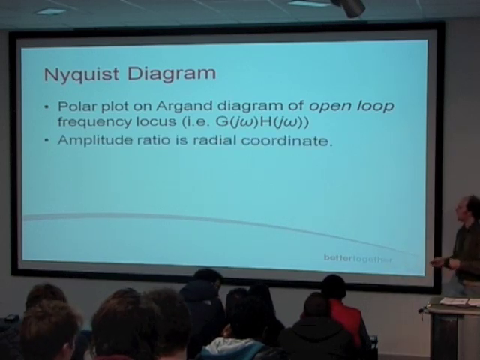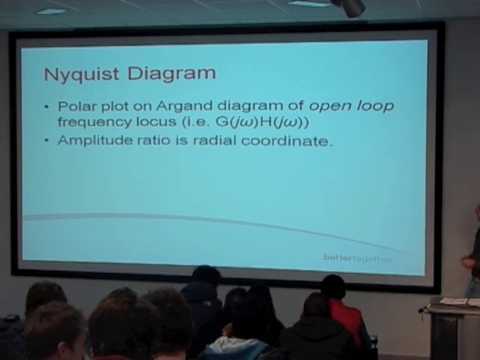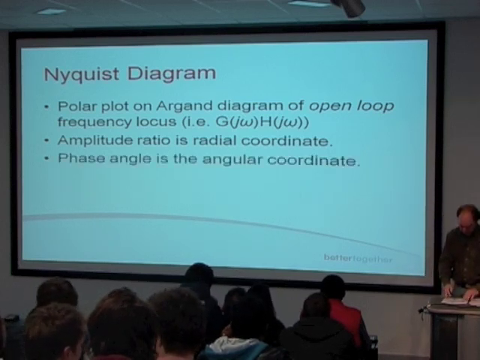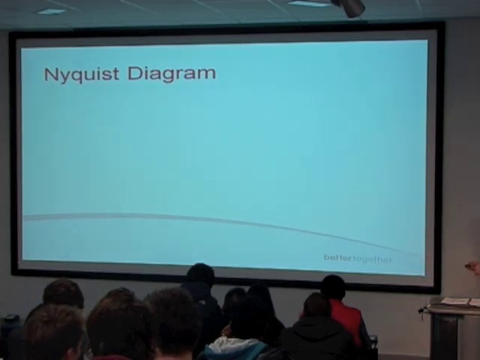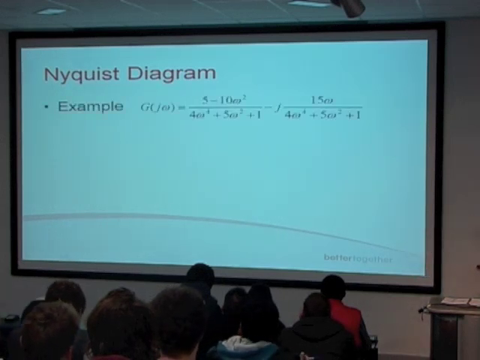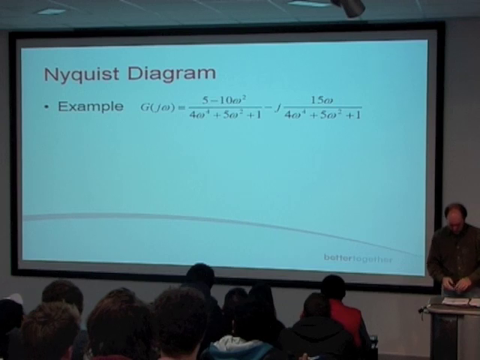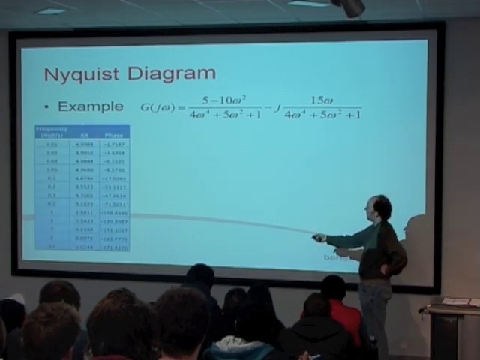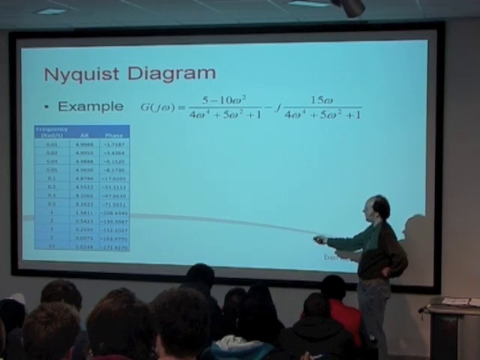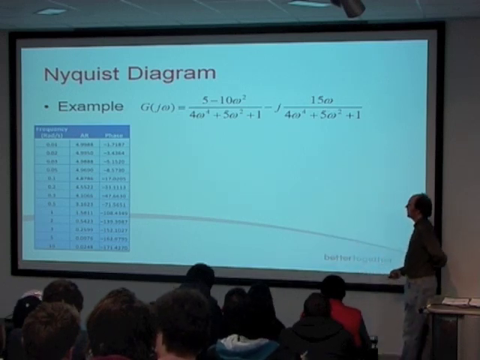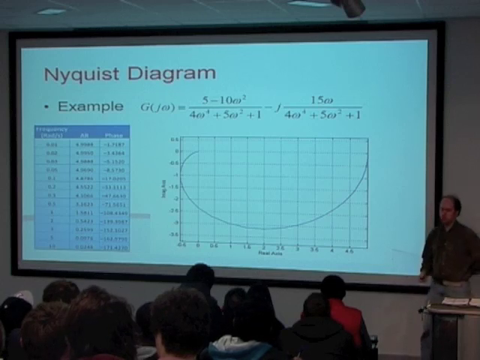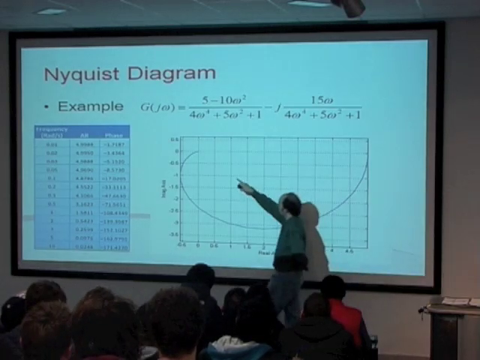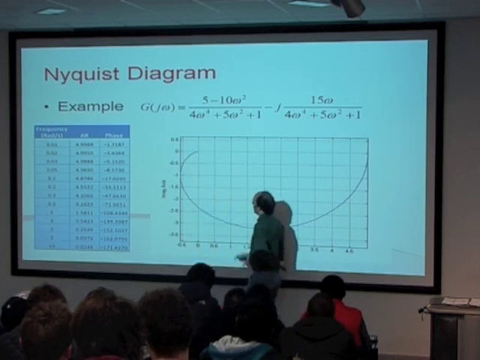And so how does that look? Amplitude is the radial coordinate, and then the phase is the angular coordinate. And so with our example, there was our transfer function in the frequency domain, and there's the table of response. I've taken out the real and the imaginary parts here because all we want is the amplitude ratio and the phase. And that is the Nyquist diagram for that system. There's the origin, 0, 0.